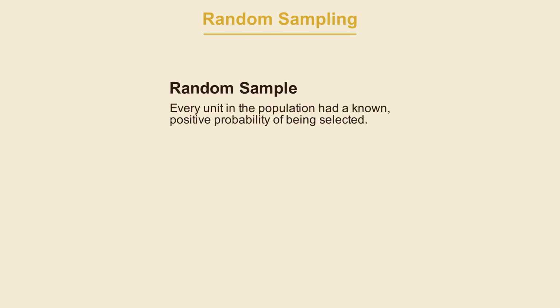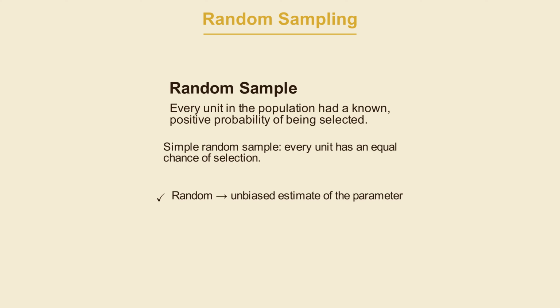A random sample is one where every unit in the population had a known probability of being selected. Ideally, each unit has an equal chance. That's a simple random sample. The point is that no unit was systematically included or excluded based on something that could distort the estimate. When you sample randomly, your sample statistic ends up being an unbiased estimate of the population parameter. It's right on average across many possible samples.